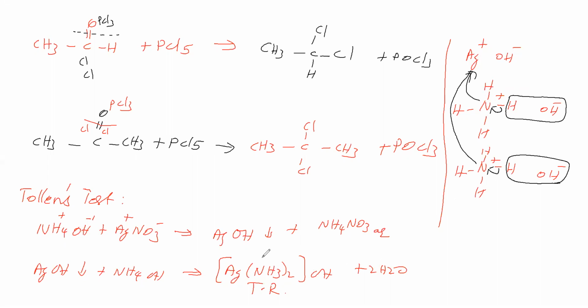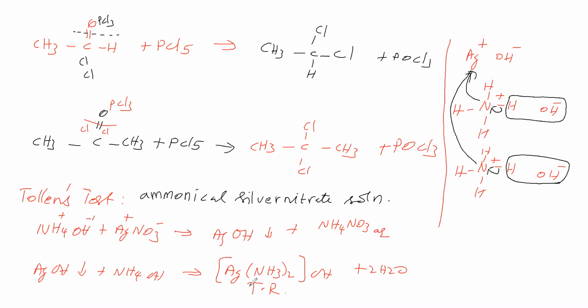So how to define Tollens reagent? For preparing Tollens reagent we are taking ammonium hydroxide, therefore we say ammoniacal. Then we are taking silver nitrate, therefore we say silver nitrate solution. Ammoniacal because we take ammonium hydroxide, silver nitrate because we take silver nitrate. Ammoniacal silver nitrate solution is called Tollens reagent.